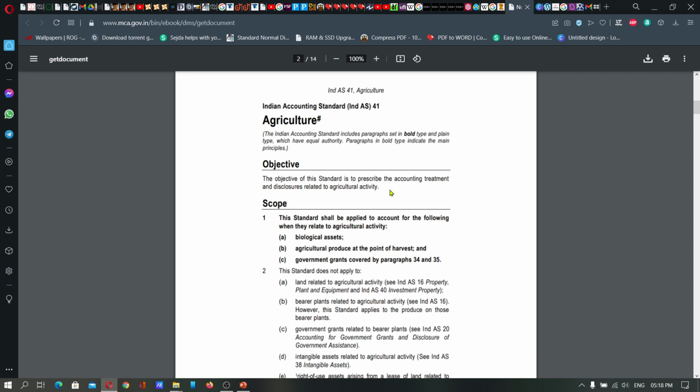There are certain companies that deal with the agricultural area. So the financial statements with regard to their agricultural activity, how they can be presented, Ind AS 41 deals with such practices of presenting the financial statements of a concern dealing with the agricultural area.